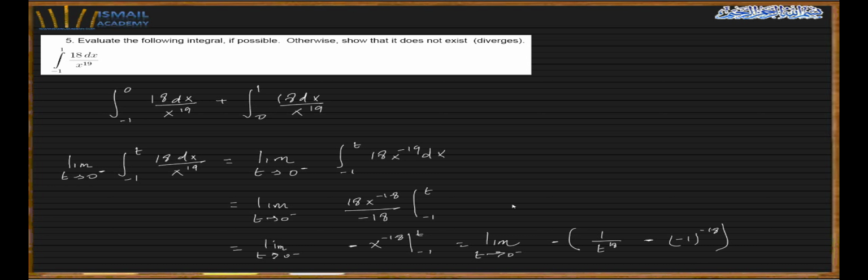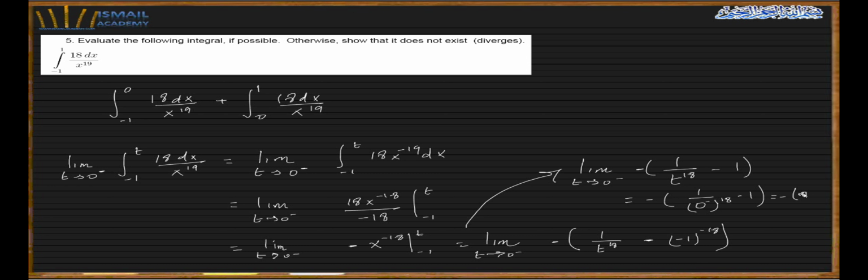So let me write it down here. It's going to be the limit when t goes to 0 minus of, I put the minus out here, 1 over t^18 minus 1. So when I apply 0 minus here, it's going to be minus 1 over 0 minus to the power 18, minus 1. So this becomes 1 over 0 plus because 18 is an even number. So it's going to be minus infinity minus 1, which is just minus infinity, which diverges. So when one of the limits diverges, I don't need to waste my time looking for the other one. I just need to conclude that this diverges.